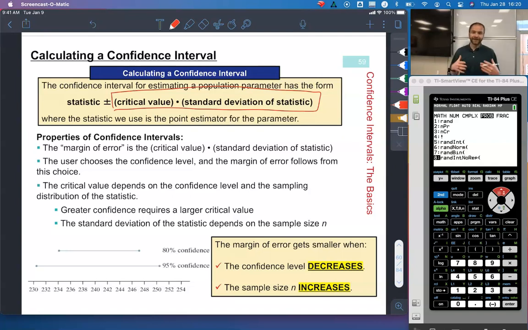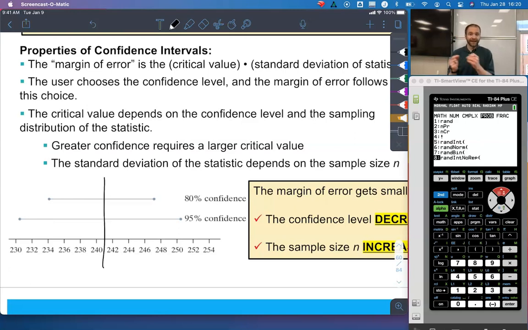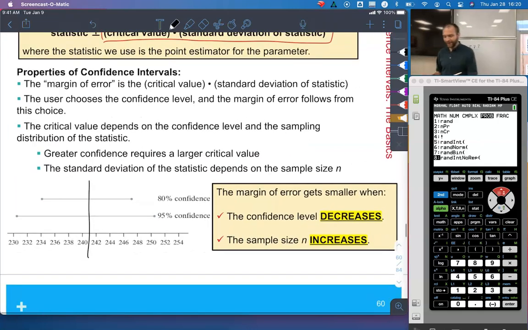It's a weird thing to think about. If I were to put the middle right here, I am less confident in that 80% interval than I am in that 95%. Why? Because the net is smaller. And if I think about that net, remember this distance right here is the margin of error. So as my margin of error gets smaller, notice I have less confidence, 80%. But as my margin of error gets bigger, I have more confidence. That's what that's telling you about confidence level.